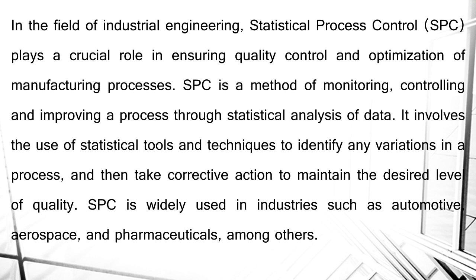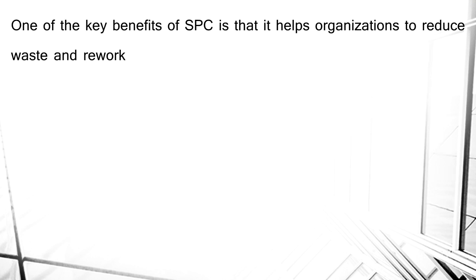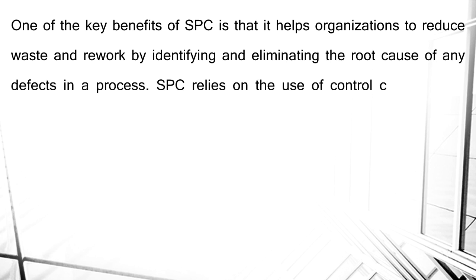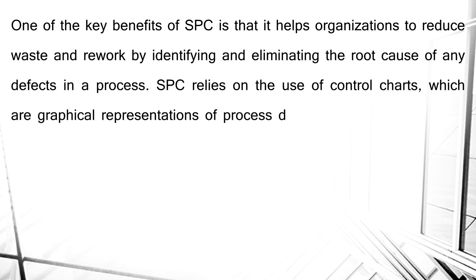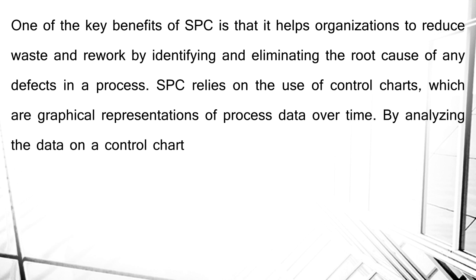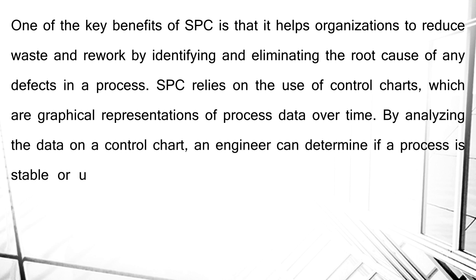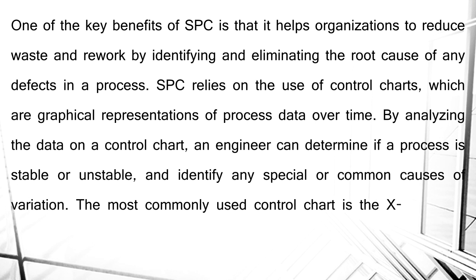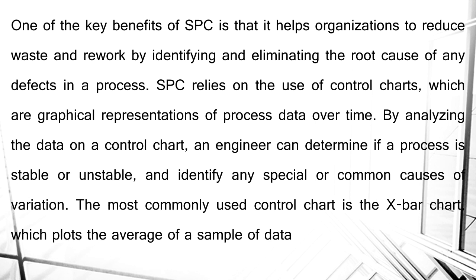SPC is widely used in industries such as automotive, aerospace, and pharmaceuticals, among others. One of the key benefits of SPC is that it helps organizations to reduce waste and rework by identifying and eliminating the root cause of any defects in a process. SPC relies on the use of control charts, which are graphical representations of process data over time. By analyzing the data on a control chart, an engineer can determine if a process is stable or unstable, and identify any special or common causes of variation.